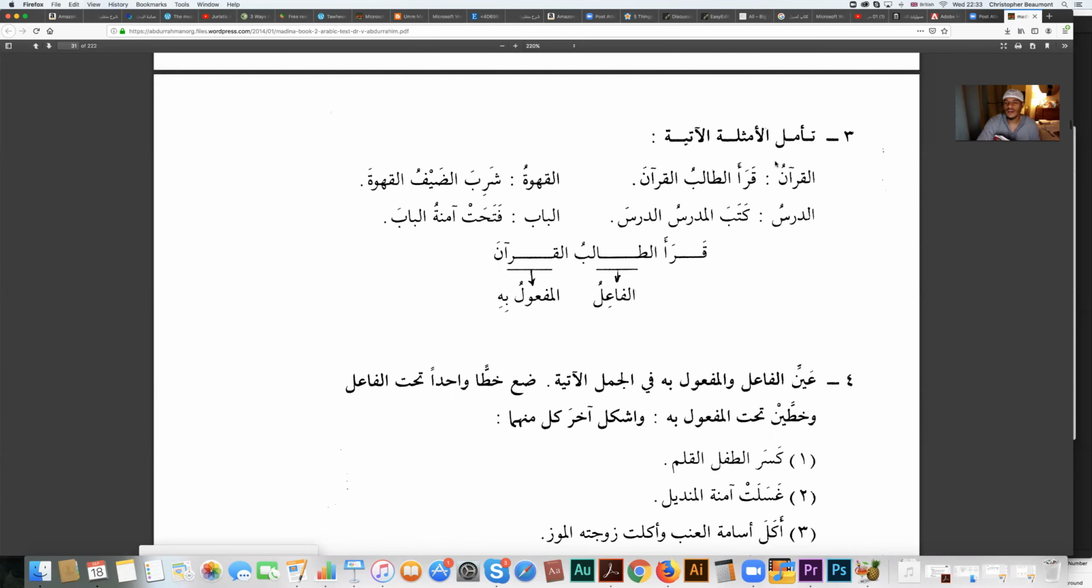All right, guys, let's move down. Exercise number 3 is actually really simple. It's just more of a reflection exercise. It says تأمل الأمثلة الآتية. Ponder over the following examples.